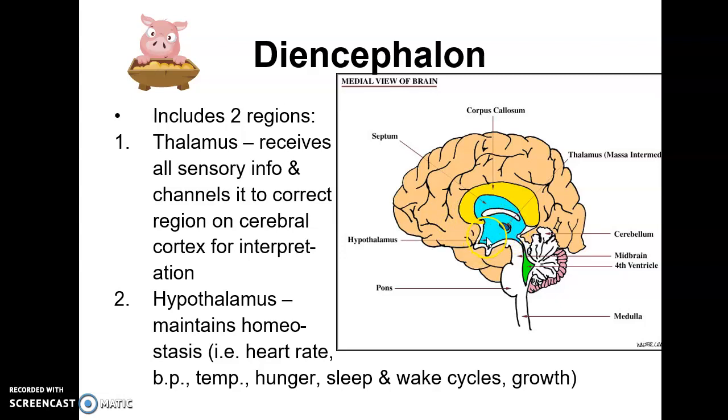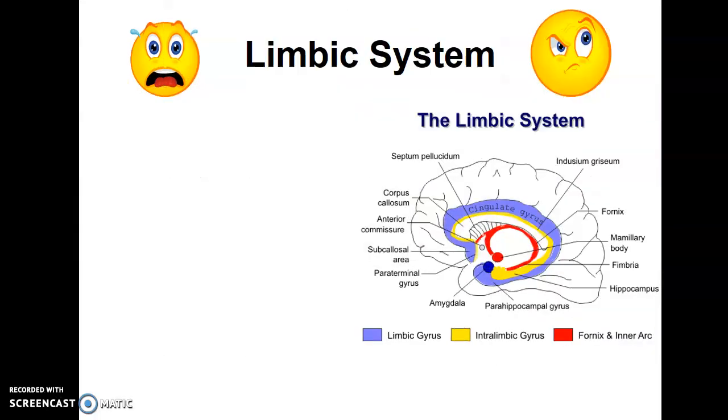The hypothalamus really has nothing to do with the thalamus other than the fact that it's below it. That's why it's called the hypothalamus. It sits right here, just below the thalamus, and it is responsible for your homeostatic processes. It controls your hunger, your sleep cycles, your growth. That's what triggers your growth spurt when you turned 13 or however old you were when you grew an inch or two. So that's all controlled by your hypothalamus.